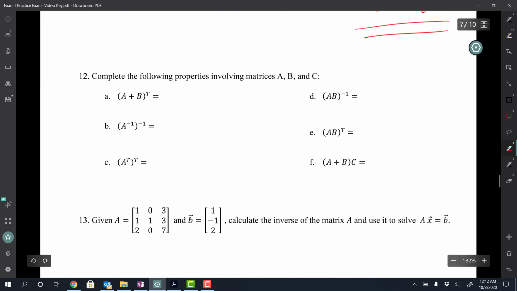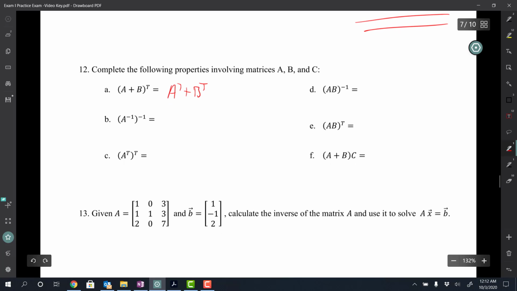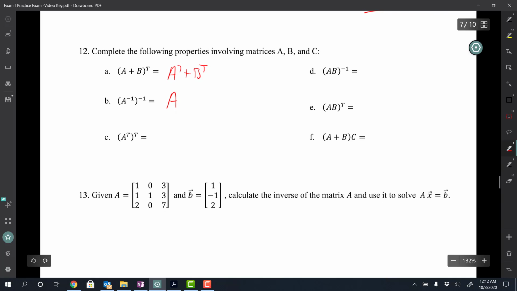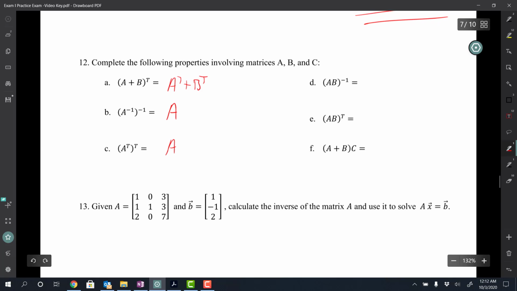Question 12 has us complete the properties involving the matrices A, B, and C. So the first one is the transpose of a sum, which happens to be the sum of the transposes. That is a property I can use. Part B is the inverse of the inverse. The inverse of the inverse is just the original matrix. Same is true for part C. The transpose of the transpose is also just the matrix.